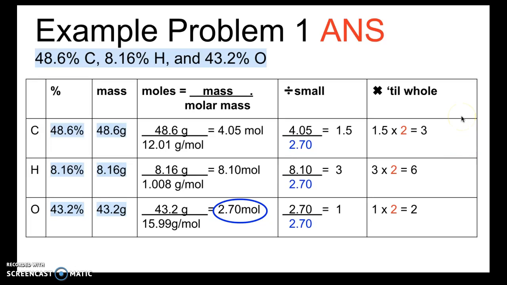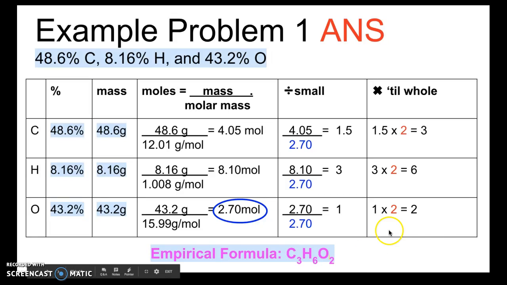Cool, so now I know my mole ratios. I can now plug that into my empirical formula. So 3 moles of carbon, see carbon here in that second row, hydrogen with 6, and oxygen has 2, and I just plug that into an empirical formula.